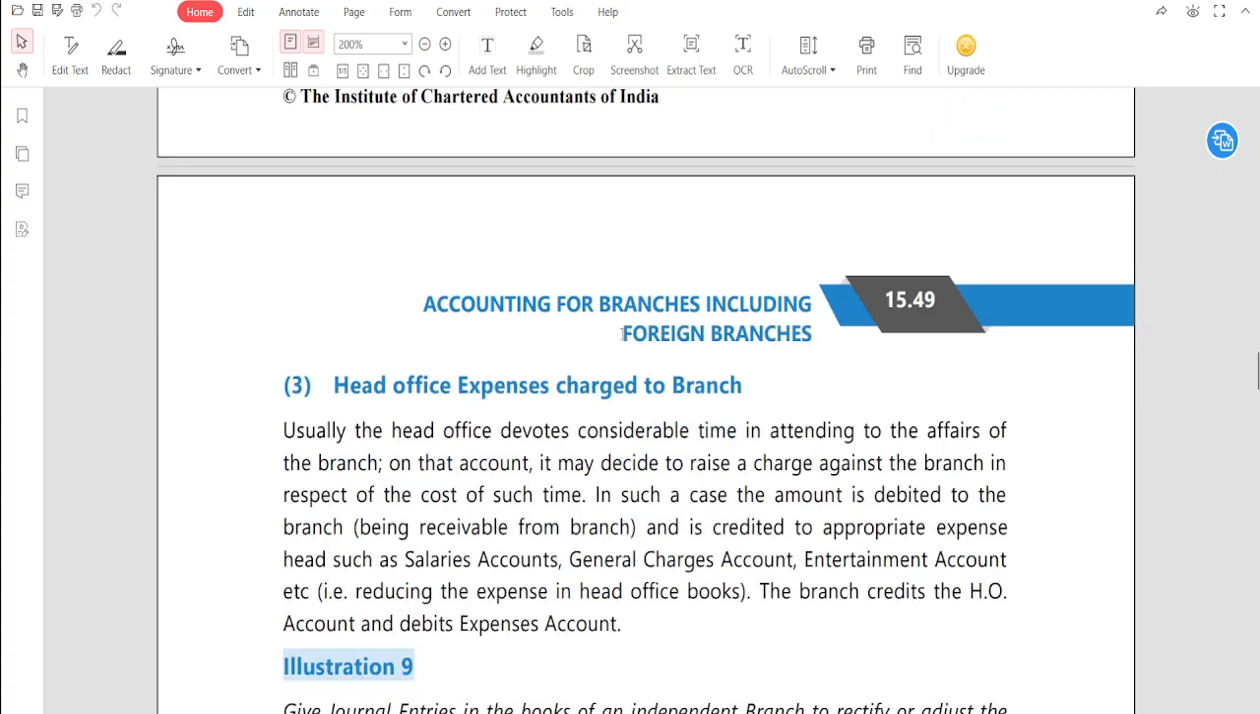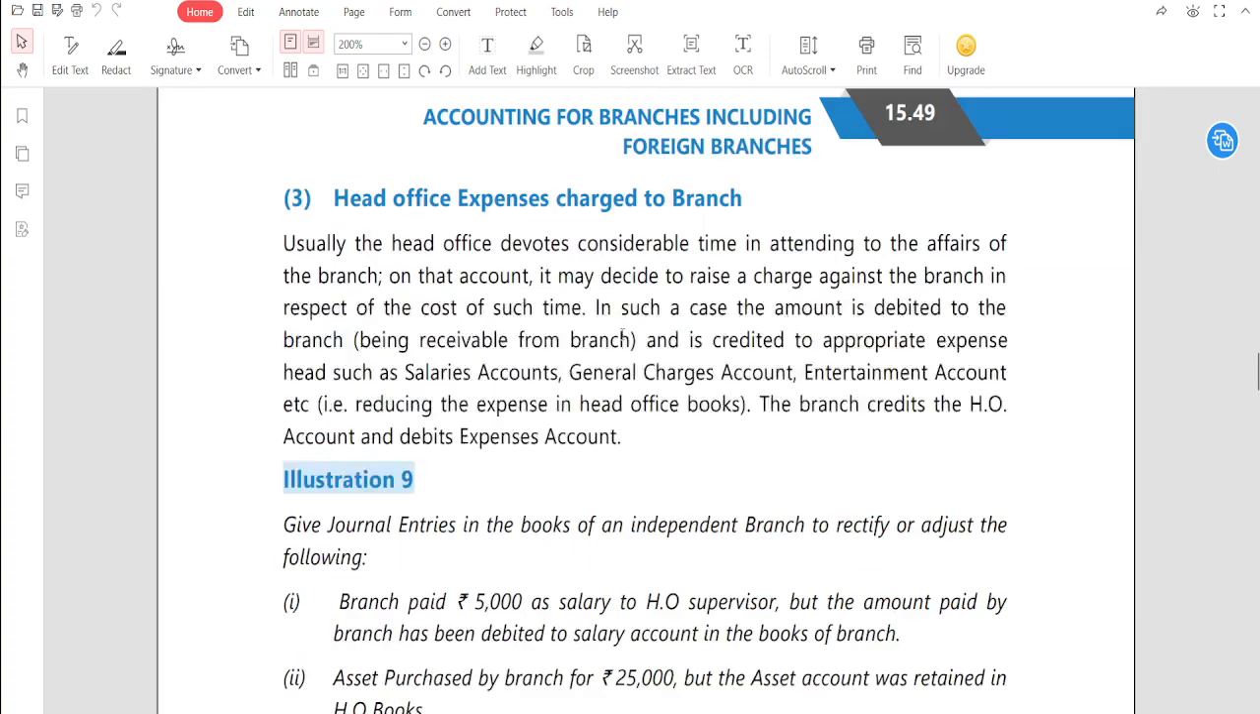Now they said head office expenses charged to the branch. This is head office expenses charged to the branch. So how will this journal be made? Let's discuss this.